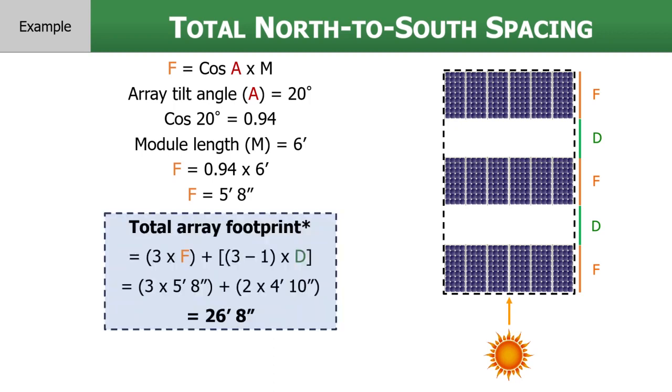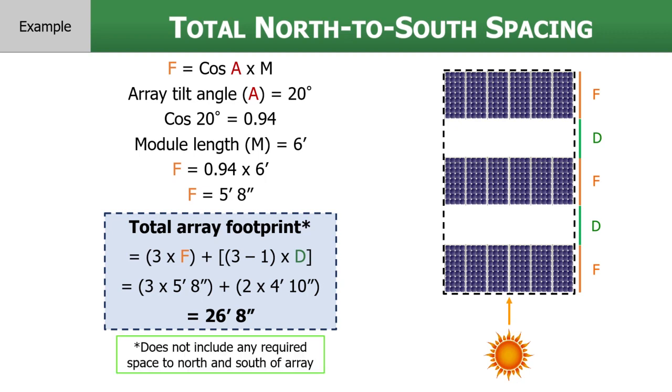Our total north to south array footprint is again 3 times the footprint plus the number of rows minus 1 times D. We do each individual calculation, 3 times 5 foot 8 inches and 2 times 4 foot 10. We add those two together. We get a total north-south spacing of 26 feet 8 inches.